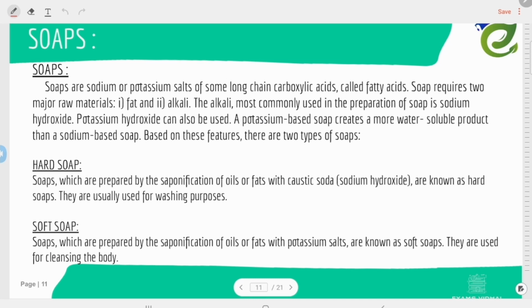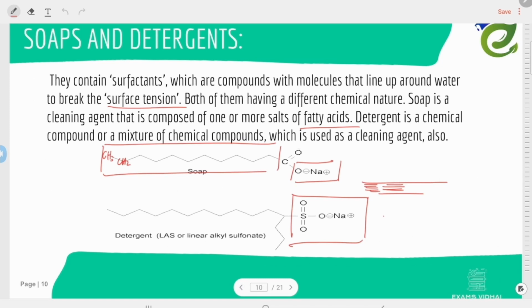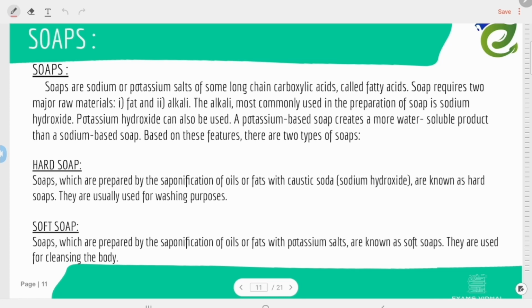Soaps are sodium or potassium salts of long chain carboxylic acids. If we see the carboxylic acid group and sodium, a long chain carboxylic acid is called a fatty acid. Soaps require two major raw materials, fat and alkali. The alkali most commonly used in the preparation of soap is sodium hydroxide, and potassium hydroxide can also be used. Potassium based soaps create a more water soluble product. The soap that we use in our day-to-day life is made with potassium hydroxide.